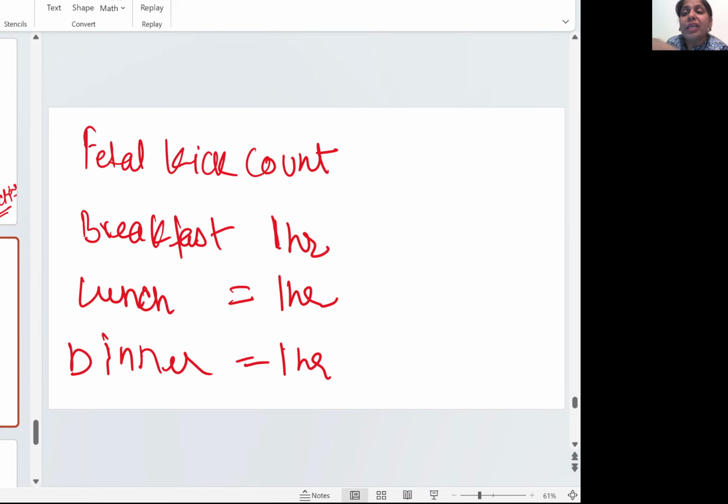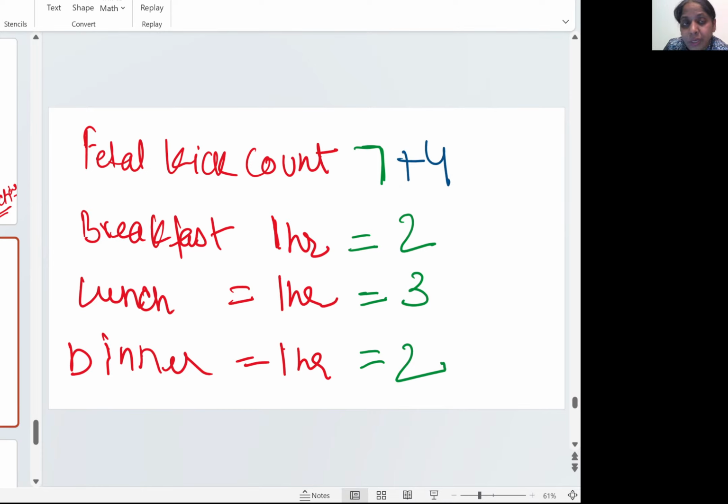For example, after breakfast, if it was 2, after lunch, if it was 3, and after dinner, it was 2. So we will add this all. 2 plus 2, 4 plus 3, 7. And to this 7, we will add 4. And this total should be more than 10. Okay, is it clear, Dr. Iman?